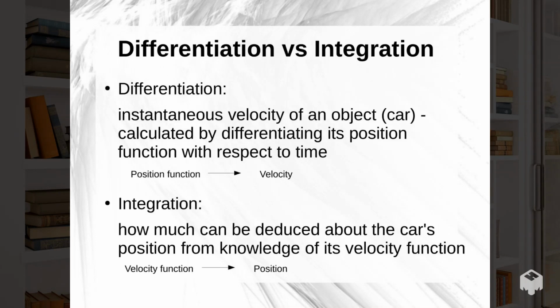Let's compare differentiation with integration. Differentiation deals with instantaneous values, and here we use instantaneous velocity of a car, and that's calculated by differentiating its position function with respect to time. So we move from the position function to achieve the velocity. Whereas in integration, we want to know how much can we deduce about the car's position based on the knowledge of its velocity function. So we start with a velocity function to achieve the car's position.